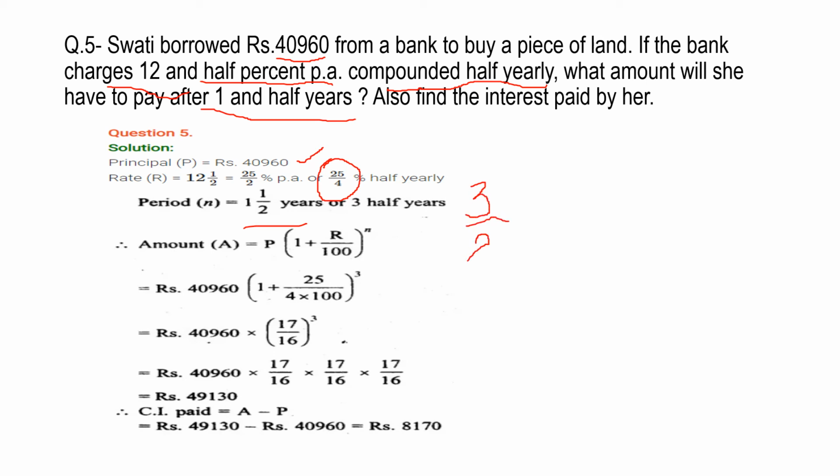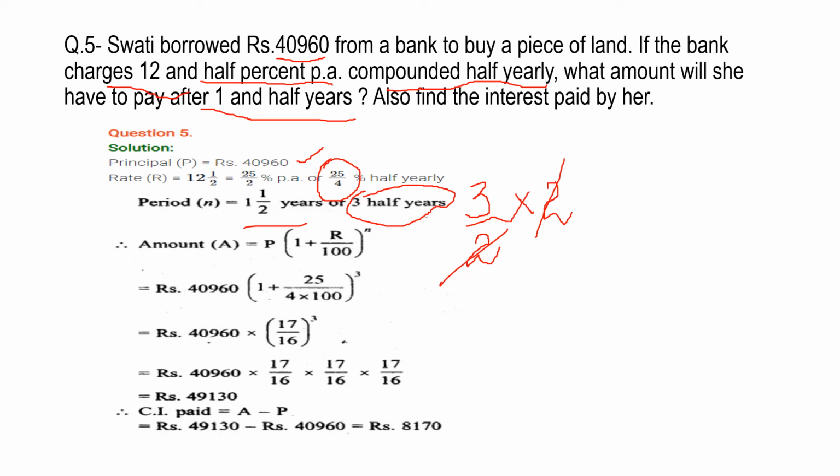And to convert it into half years, you have to multiply it by 2. So 2 would be cancelled with 2, and the new time would be 3 half years. Now the new rate is 25 by 4 and the new time is 3 half years.